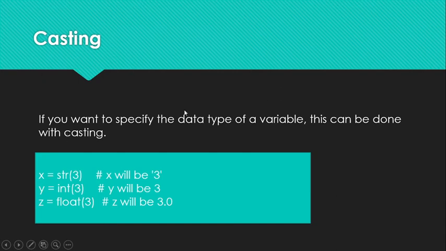Casting. If you want to specify the data type of a variable, this can be done with casting. As you can see, x is equal to str of 3, y is equal to int of 3, and z is equal to float of 3. Now x will be 3, y will be 3, and z will be 3.0.